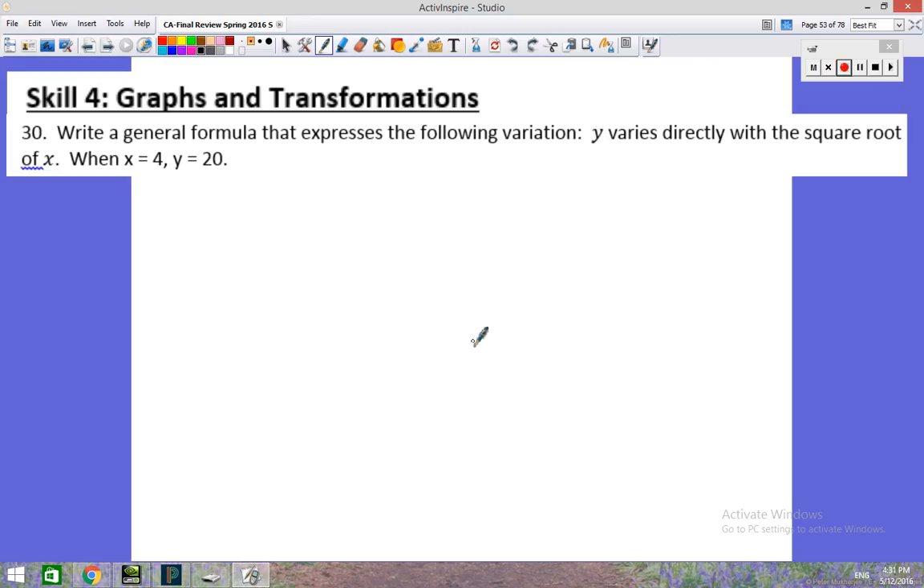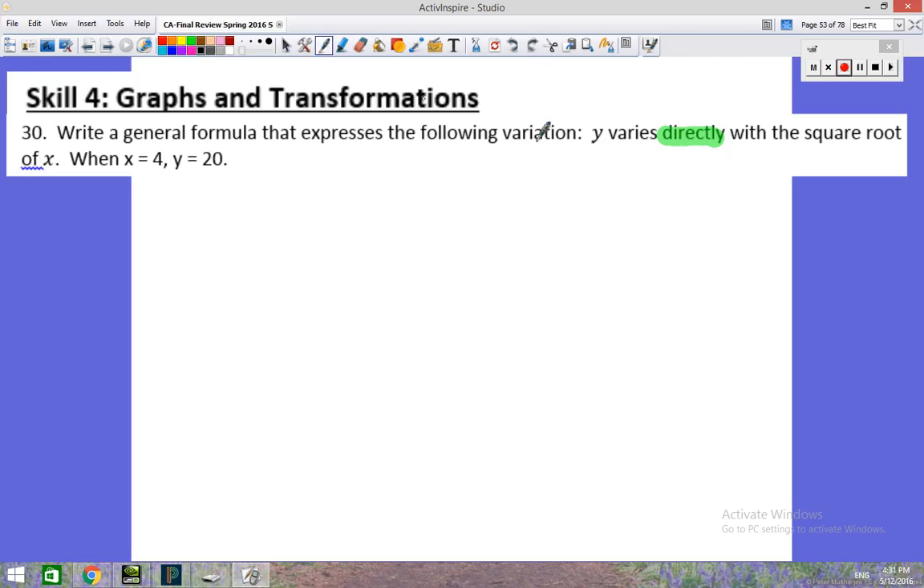Alright, so remember that we had some word problems that were variation problems. Now, as much as students hate word problems, the variation problems don't have quite the same hatred, because you can look for key words. You find those key words and it's always the same. So the key words are varies directly, or directly proportional to. That's the only key word that I see.